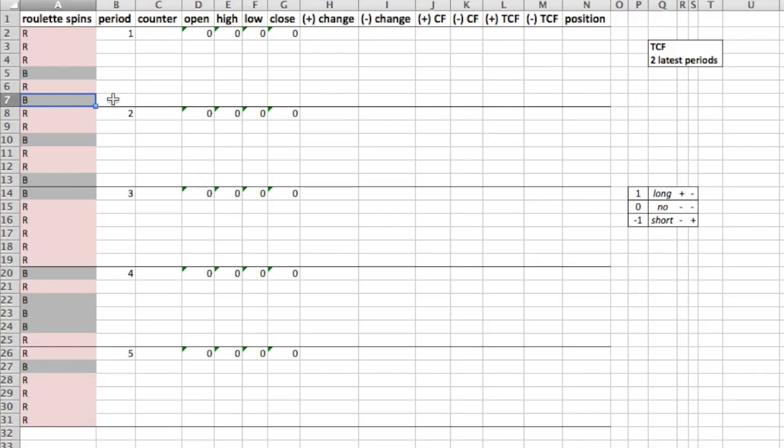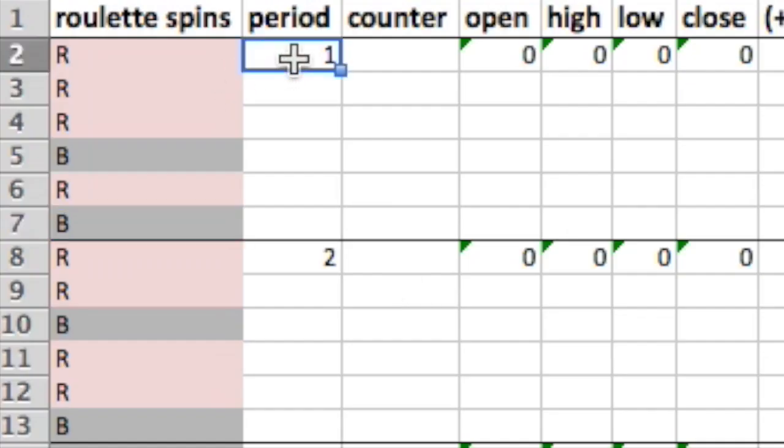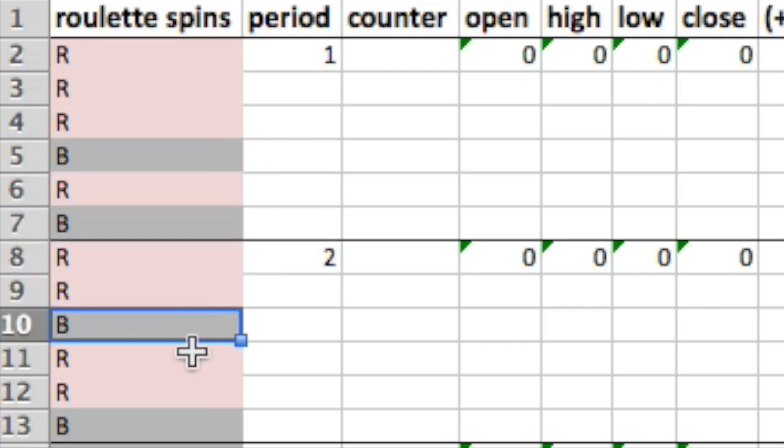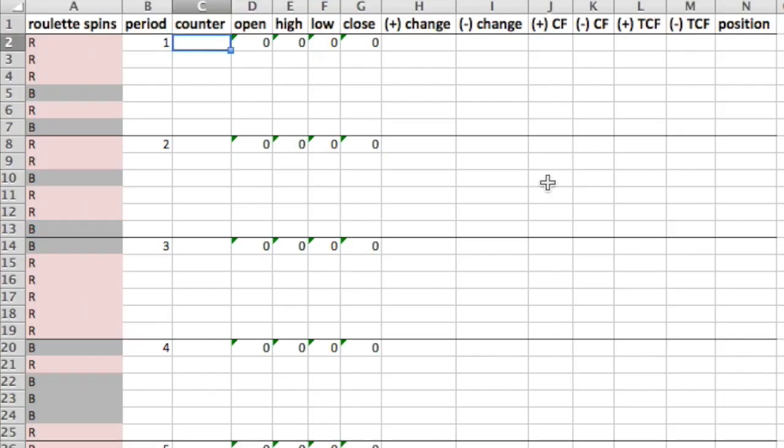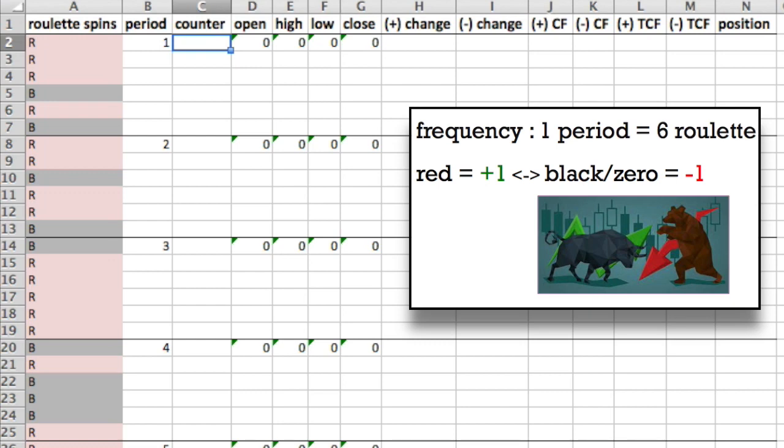30 spins, 5 periods. So one period, remember, consists of 6 spins. 1, 2, 3, 4, 5, 6, and one period. Then the second period, 1, 2, 3, 4, 5, 6, and so on. Right? One period, 6 spins. And so here the counter, remember, when it's red, it's +1, black, it's -1.